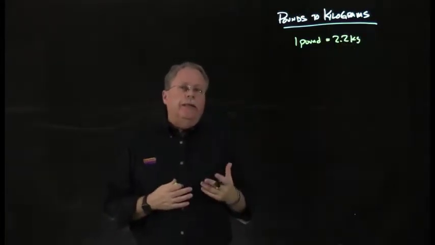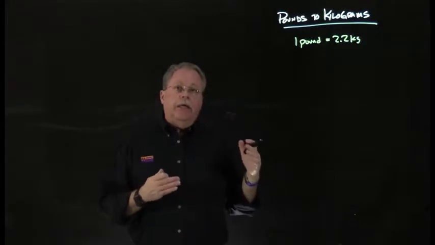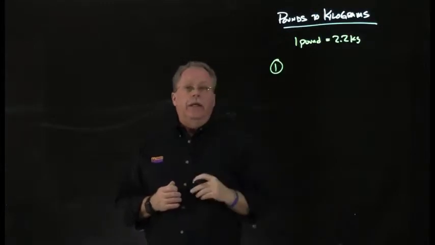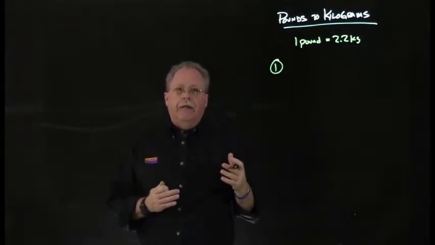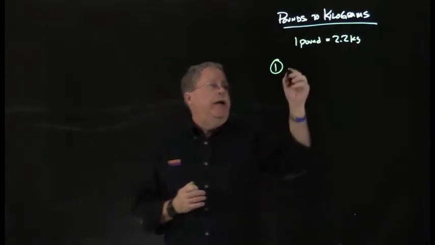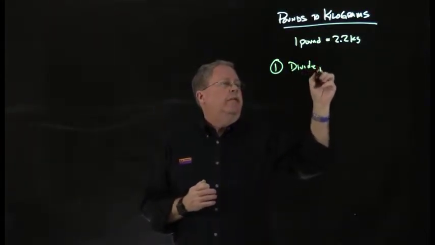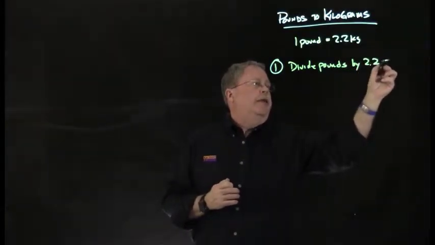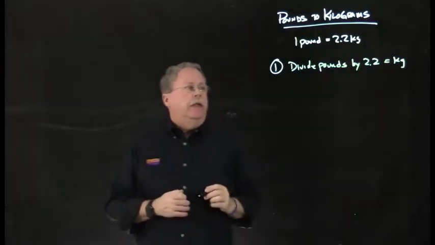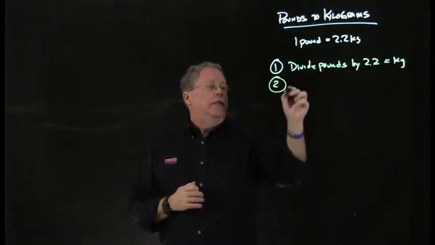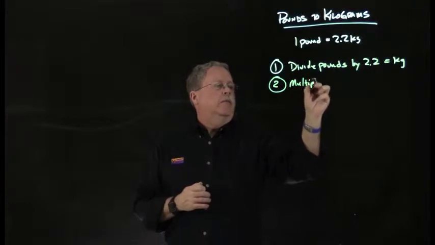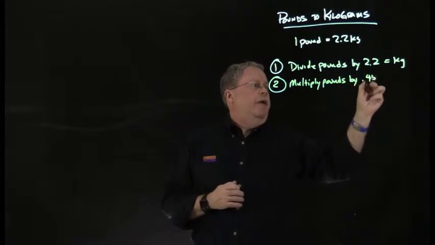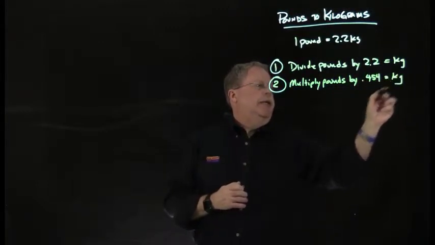And once you know that, there are about 3 ways that you could do this, and one in particular that I'll recommend. So option 1: we take pounds and divide by 2.2, and that equals kilograms. Now another option is to multiply pounds by 0.454, and that equals kilograms.